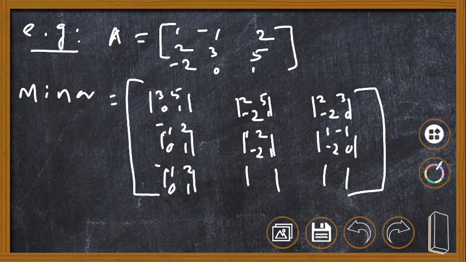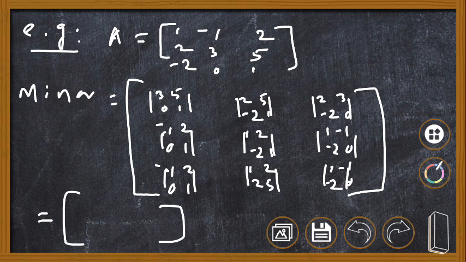Similarly, for this element you remove this row and this column, what I am having, this is 1, this is 2, right? And this will be 2 and 5. Next, you remove this row and this column, this is 1, minus 1 and this is minus 2 and 0, right? So now let us calculate the things properly.